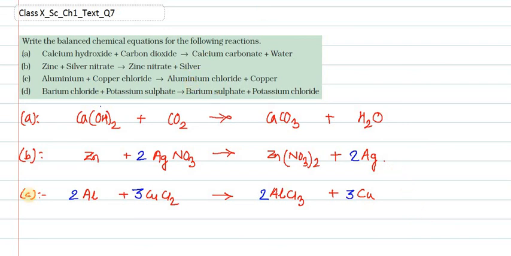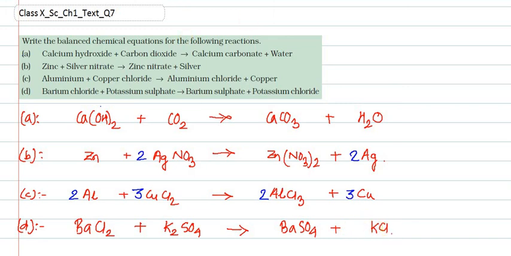Now let's move on to the last bit. It says barium chloride. Barium chloride formula will be BaCl2, plus potassium sulphate. Potassium sulphate formula will be K2SO4. It forms barium sulphate, that is BaSO4, plus potassium chloride. Potassium chloride formula is KCl.